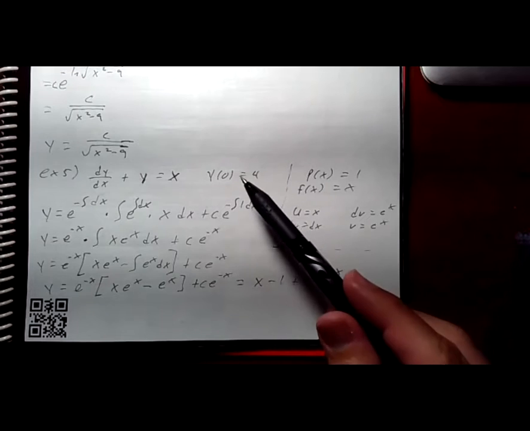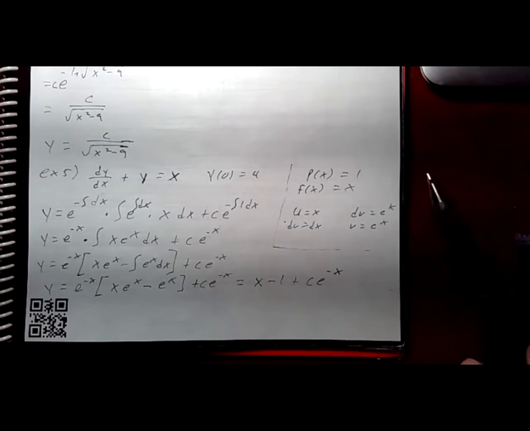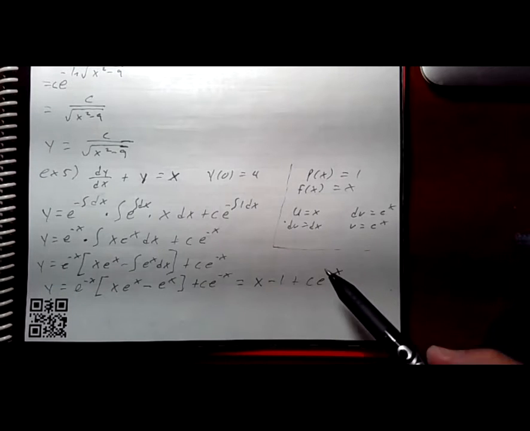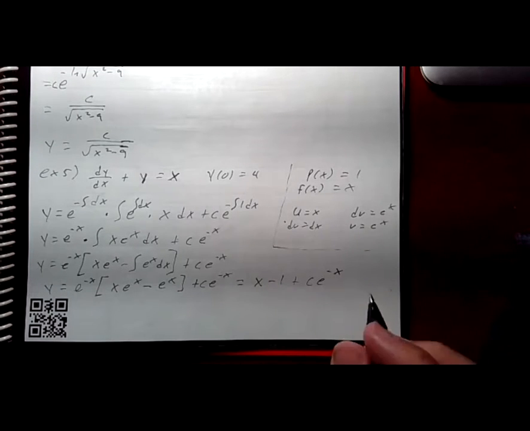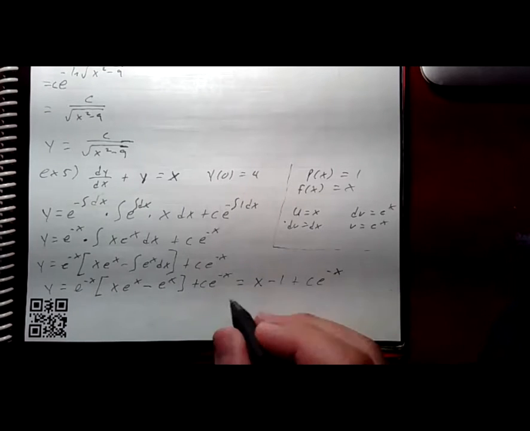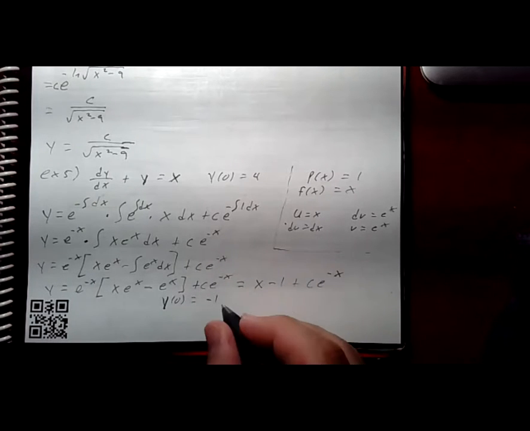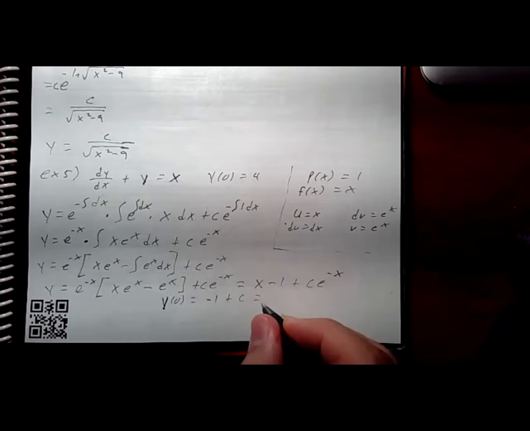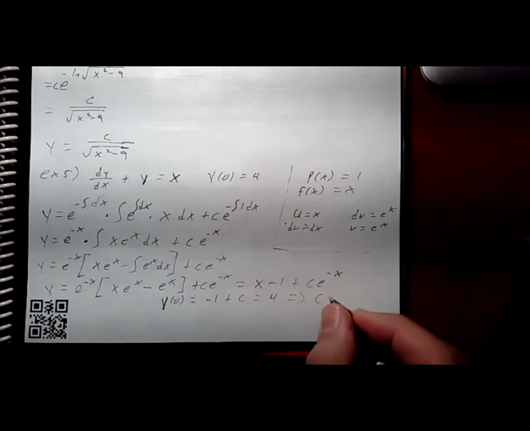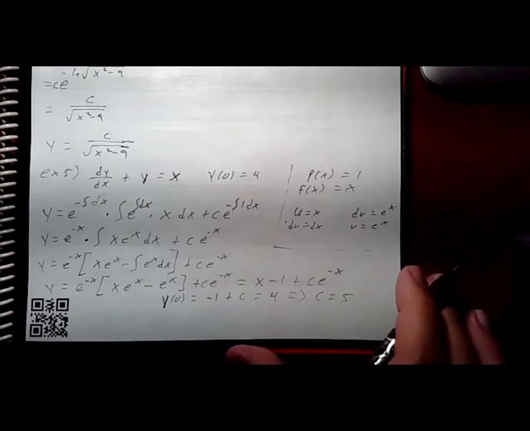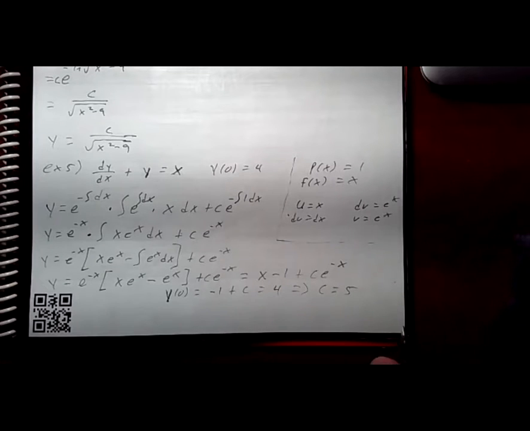So use this initial condition to solve for c. You plug in 0 for all the x's, right? y of 0 would be negative 1 plus c equals 4, which implies that c is equal to 5. So just plug in the 5 there and you're done. There's no space to do that, but we're out of time anyway.